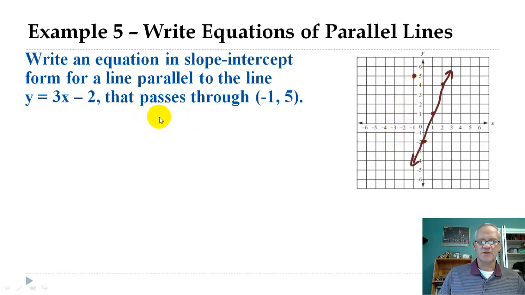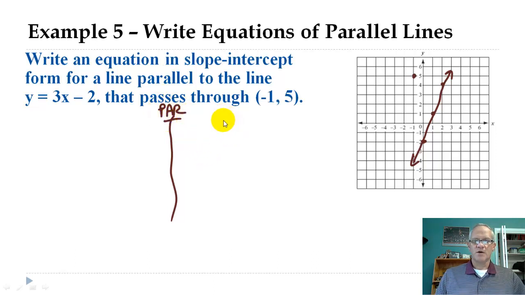Here's how I like to set it up. Because these are two separate lines, I like to draw a little squiggly line down the middle. Since it's parallel, I'm going to write up on top here that it's parallel, just so I can remember. On one side, we've got y equals 3x minus 2. On the other side, we've got the point of negative 1, 5. Those are two separate lines.